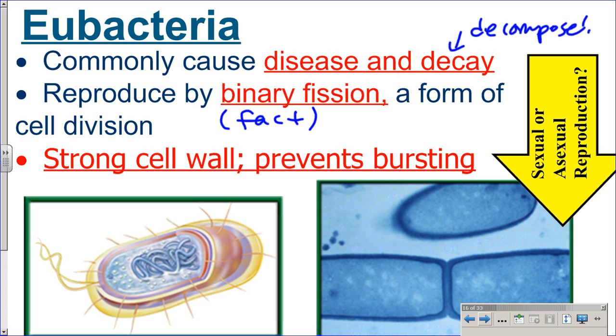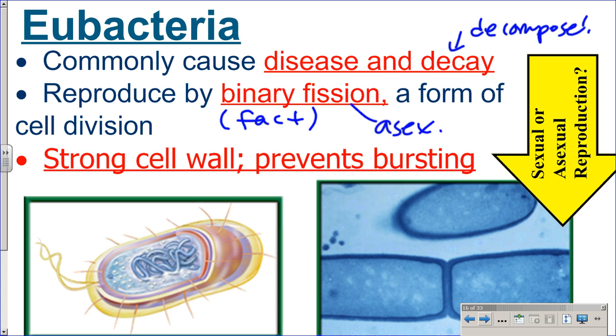Binary fission, what do you guys think? Is that asexual or sexual reproduction? Asexual. Right, definitely asexual. So you need to know this is asexual reproduction. Bacteria, their cell grows, they chop it in half. Their cell grows, they chop it in half.